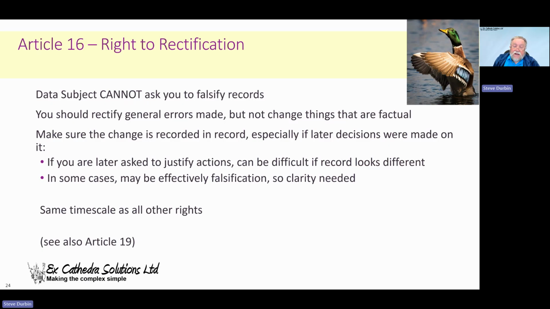Now, this is where you can get into quite a mess, and this happens particularly with things like medical records, school records, stuff like that. If you've made decisions on the basis of something that was incorrect in the record, you can't remove that thing from the record, because it then makes it look like the later decisions were wrong. And therefore the data subject can then go, aha, that decision was wrong. You shouldn't have done that. You didn't have evidence of X, X being the evidence they asked you to delete. So be very, very careful about that.